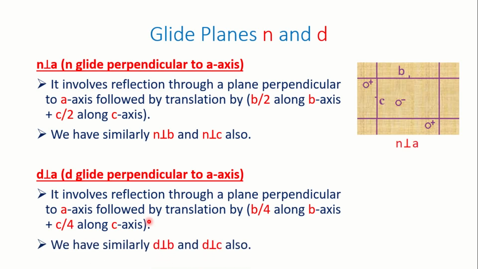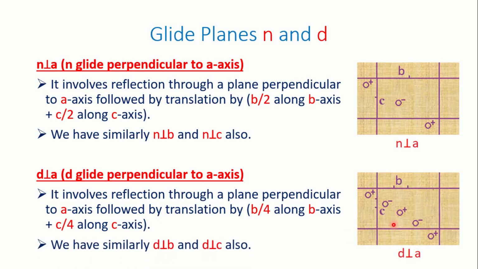So what about the stereographic projections? This is the stereographic projections. Okay, D glide perpendicular to A. So this point O, after reflection it becomes O minus, then 1/4 along B, 1/4 along C. O negative becomes O positive after reflection, then O positive after gliding 1/4 unit by B, 1/4 unit by C. Okay, so this is repeated here, this is repeated here, this is repeated here, and this is repeated here. Similarly, we can have D glide B and D glide C. So here also 3 symmetry elements. So in total it becomes 6 plus 3 plus 3, 12 glide planes.